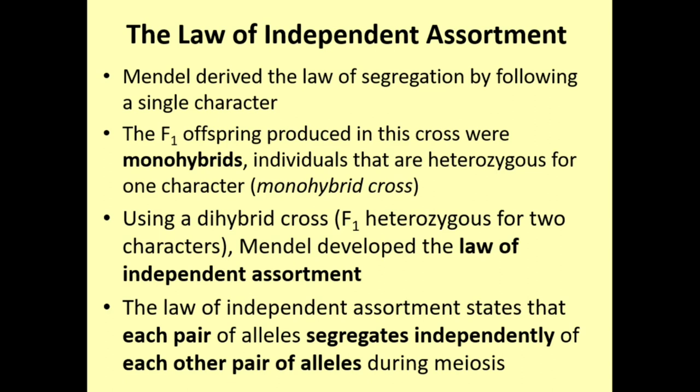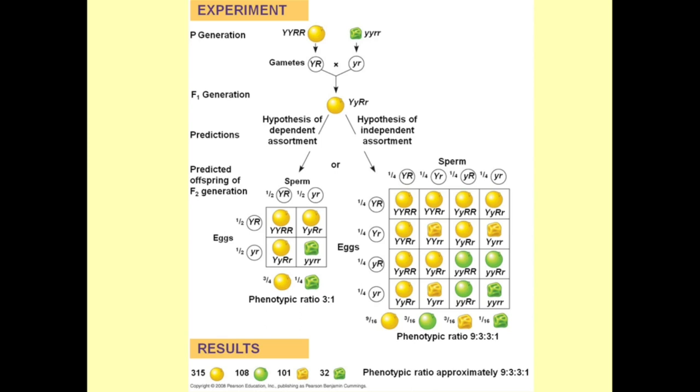So let's have a little look at the experiment that Mendel did to discover this then. This isn't the prettiest diagram in the world, but we'll break it down and work through it step by step, and then we'll get a good grasp of what's going on. So let's start up here. So Mendel was looking at the peas particularly for this experiment.